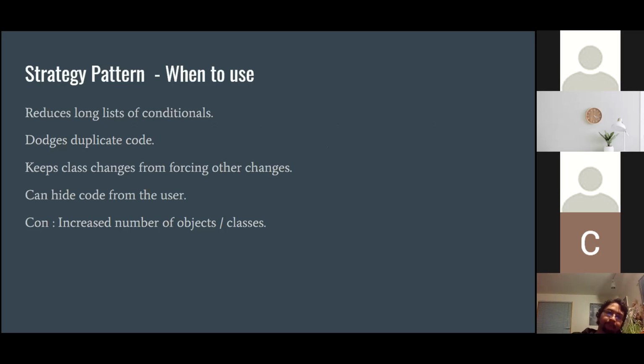The uses of the strategy pattern is it makes it so there's a shorter list of conditionals. It avoids duplicate code. It keeps class changes from forcing other changes. You can hide code from the users, and the one flaw of it is that it increases the number of objects and classes. I'll add a little bit on that.